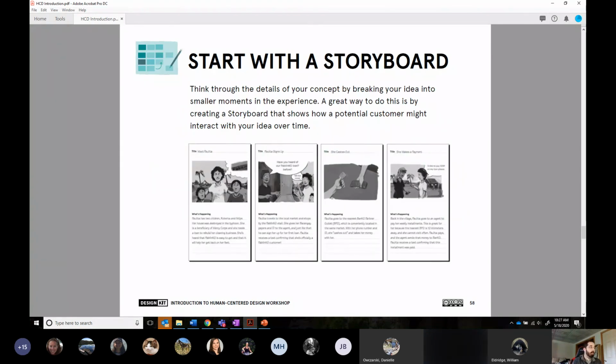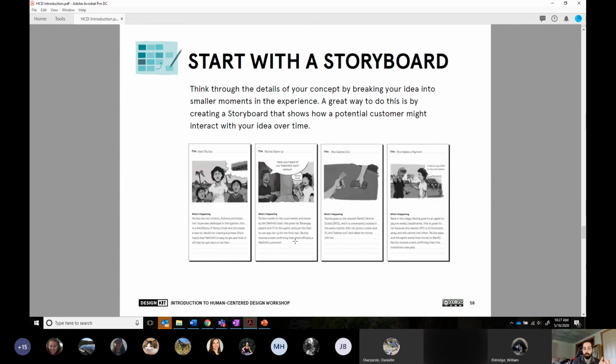So here's an example of a storyboard here. You work your idea into small moments that crystallize an experience, that show how a potential customer or potential user or applicant or whatever you have, how they interact with the process. So you can title it. These pictures are much nicer than some of the ones that we've done. But you talk about the individual and then describe their experiences.